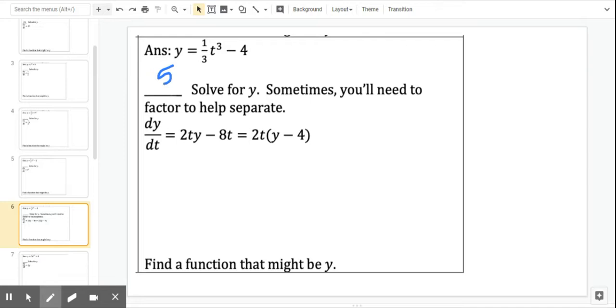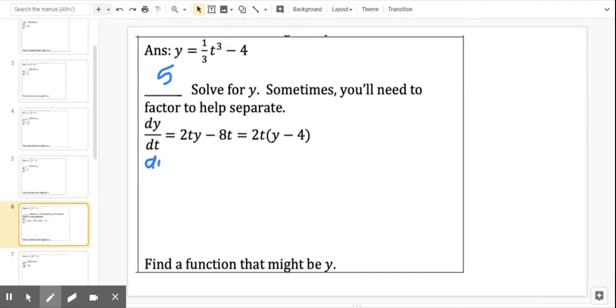So this is number 5. This one has a little more to it. It says solve for y. Sometimes you'll need to factor to help separate. So they factored it for us. This right here, dy/dt equals 2ty minus 8t, that's the original. And then they factored out a 2t.